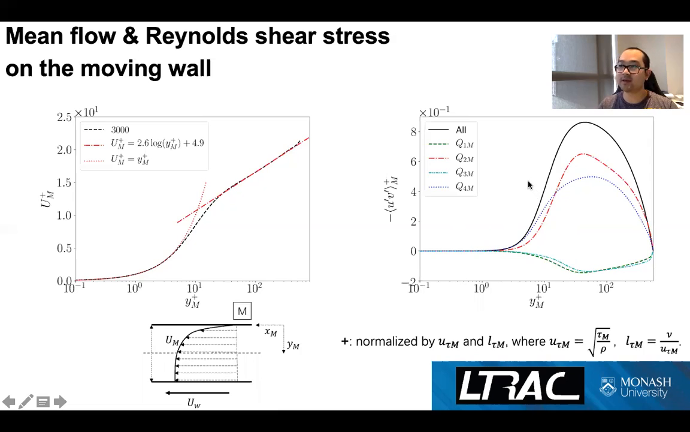On the moving wall, we can see sweeps dominate ejections below Y plus around 15, which shows turbulent kinetic energy in this region is transferred from higher position. Above Y plus around 15, ejections become dominant. So turbulent kinetic energy is transferred to higher position by ejections. The cross point here is where the production of turbulent kinetic energy reaches the maximum in the entire flow.